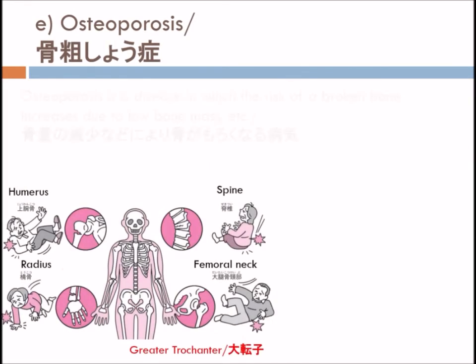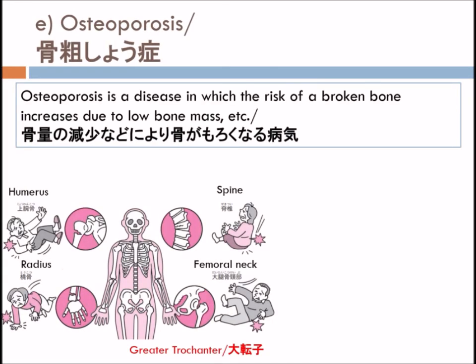Osteoporosis. Osteoporosis is a disease in which the risk of broken bone increases due to low bone mass, etc., caused by being bedridden for a long time, calcium deficiency, etc. Women become more vulnerable when the female hormone level goes down. Symptoms are having a stoop back, growing shorter, having a lower back pain, etc. The affected person is vulnerable to bone fracture when they fall because the bones have become fragile.